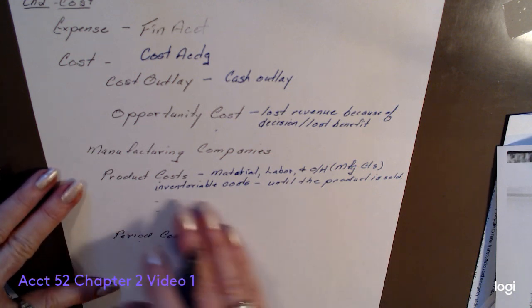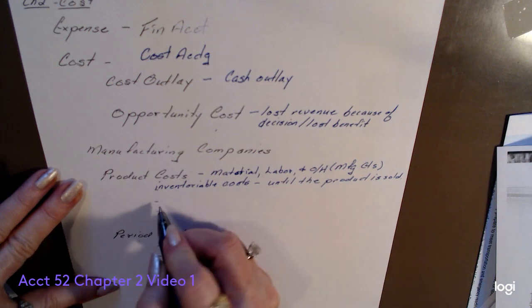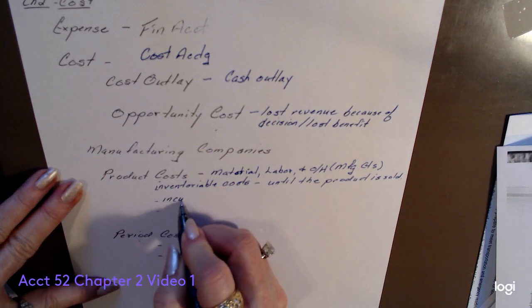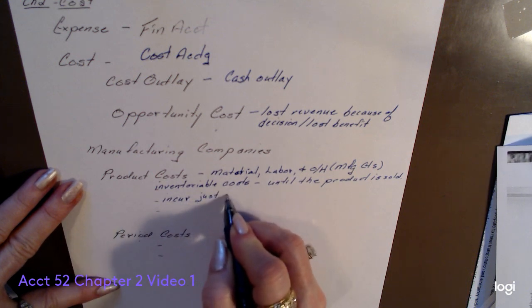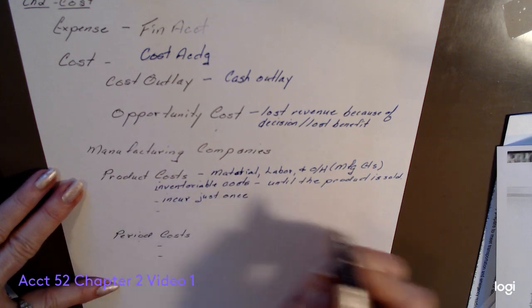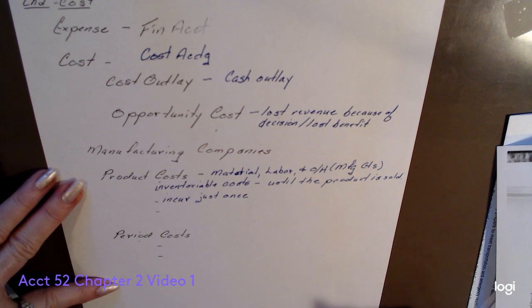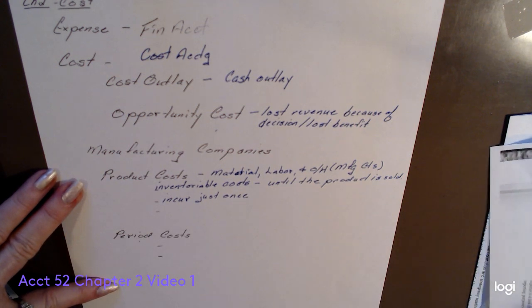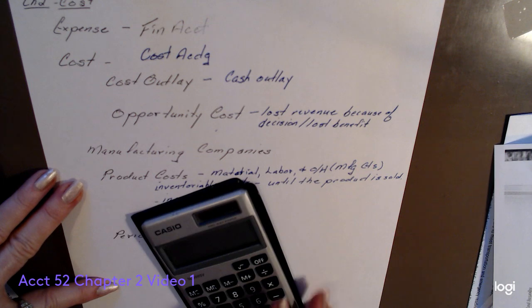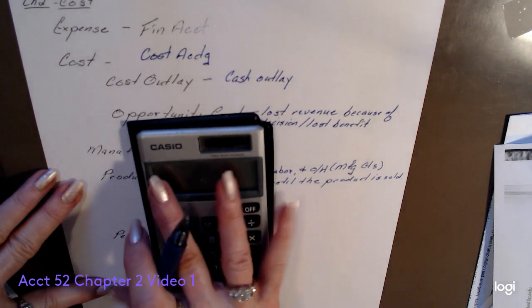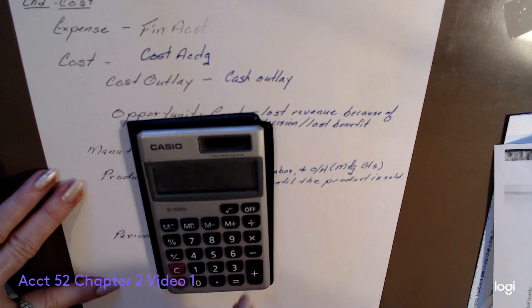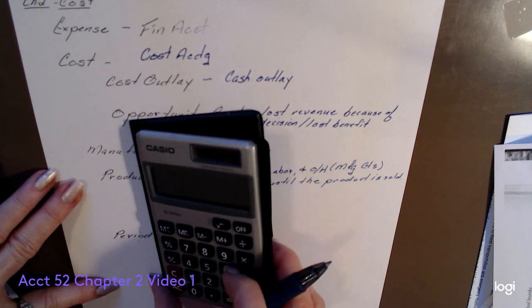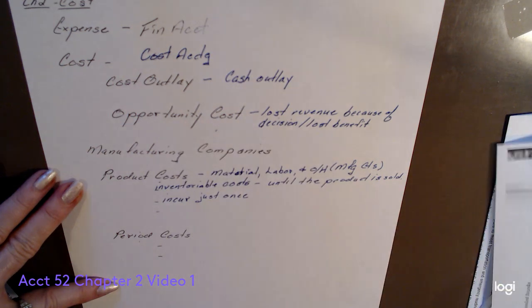and I always think of this as something that you basically can incur just once. Because any product that we have, my favorite thing, a calculator, the cost to Casio for the material, labor, and overhead in this one calculator can only be incurred once.